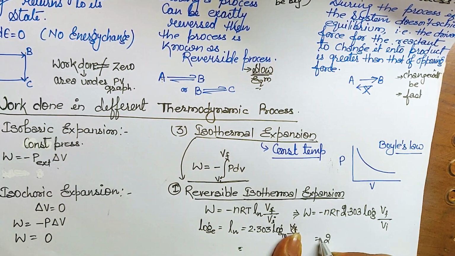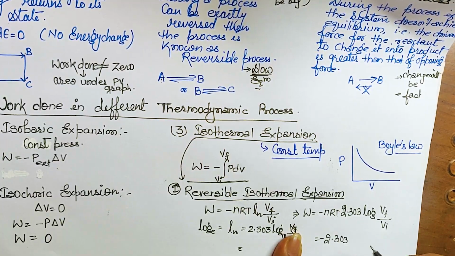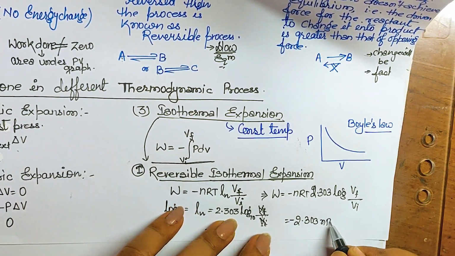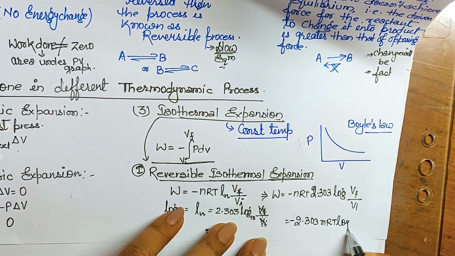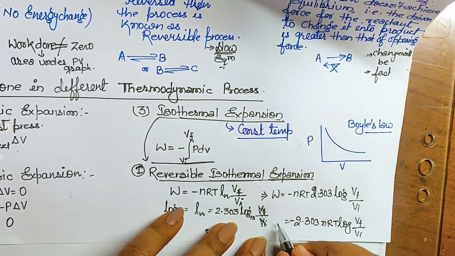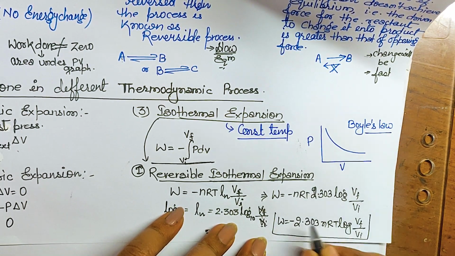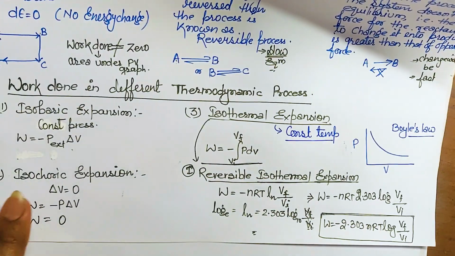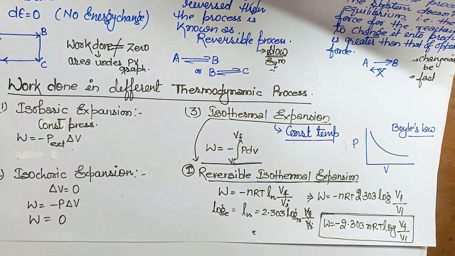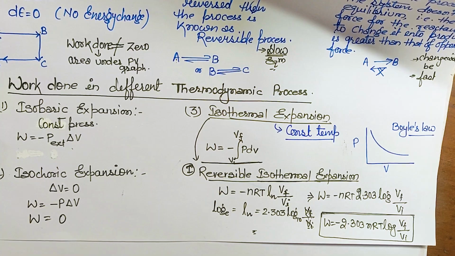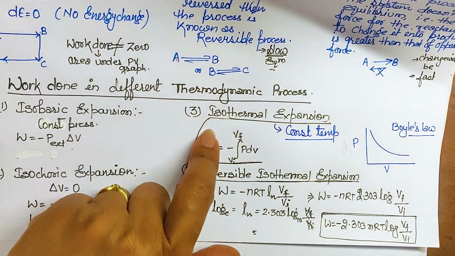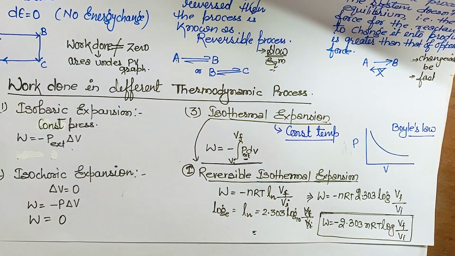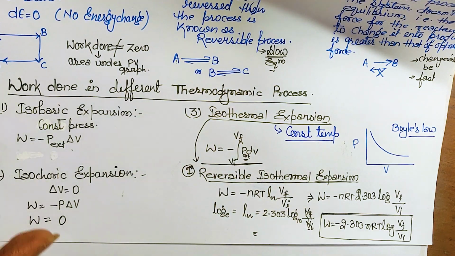How it comes, I will explain. Don't worry about this. Let me write this: 2.303 nRT log V final upon V initial. So this is the work done in reversible isothermal expansion. Irreversible is so simple, this formula you have to use. For irreversible, whether it is adiabatic, whether it is isothermal, whatever, we have to use this, because there the P external we will assume as a constant. Okay, so got it? Now how it comes.